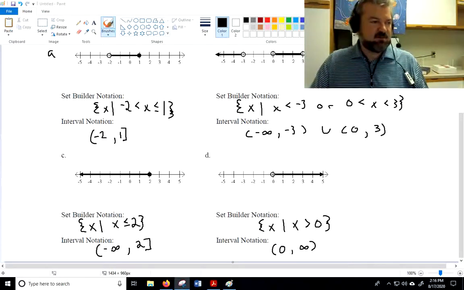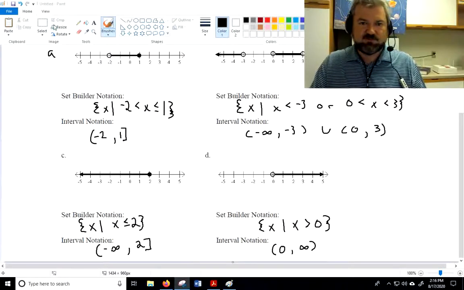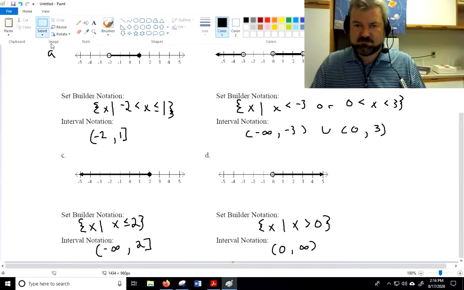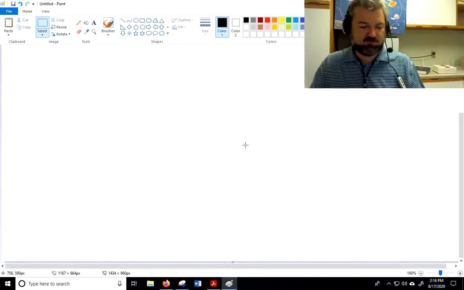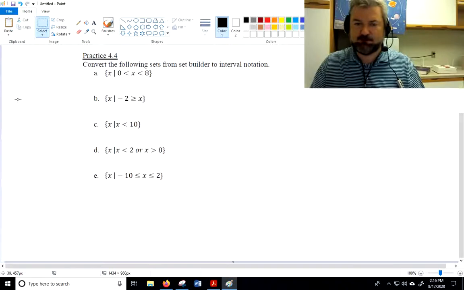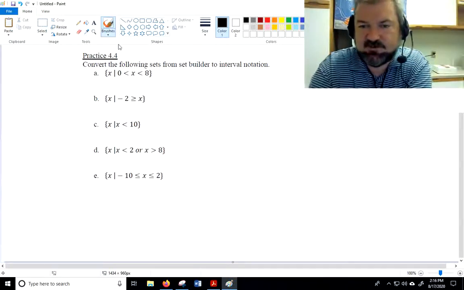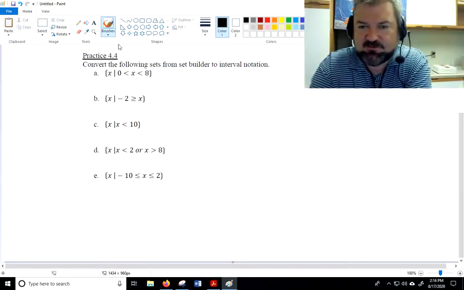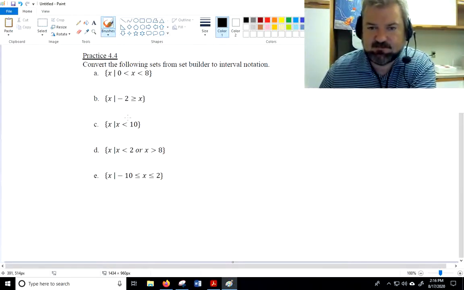All right, another practice set. So pause the video and give it a try. And that's practice 4.4, and then unpause it and we'll go over them. Okay, let's see how we did. We're going to convert the following sets from set builder to interval notation. Okay. I'll use blue to, there we go.